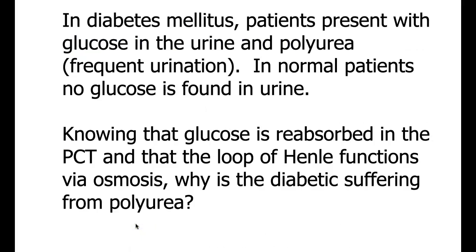Let's think about this example. In diabetes mellitus, patients present with glucose in the urine and polyuria, frequent urination. In normal patients, no glucose is found in urine. So knowing that glucose is reabsorbed in the PCT and the loop of Henle functions via osmosis, why is our diabetic suffering from polyuria? Okay, so think about that. For an answer, come talk to me in office hours.